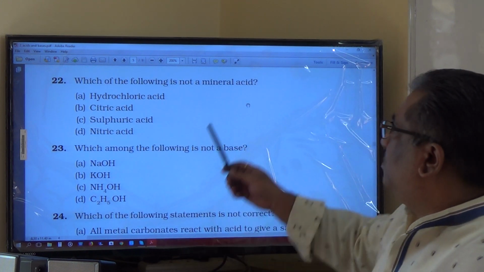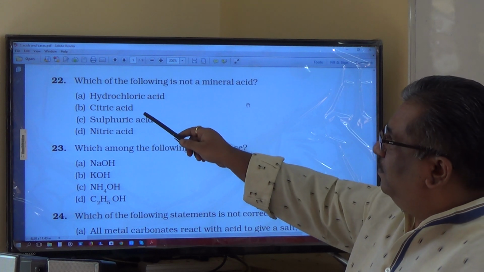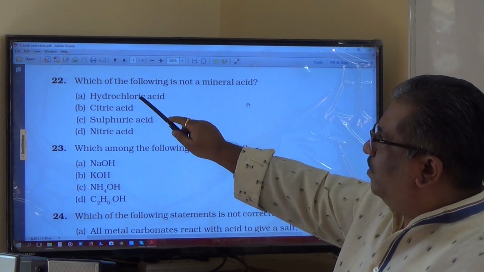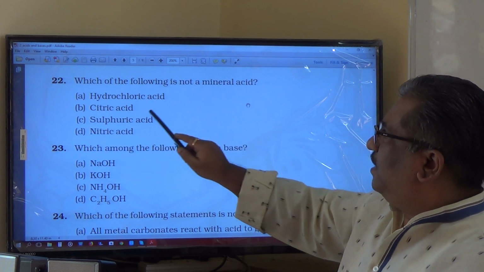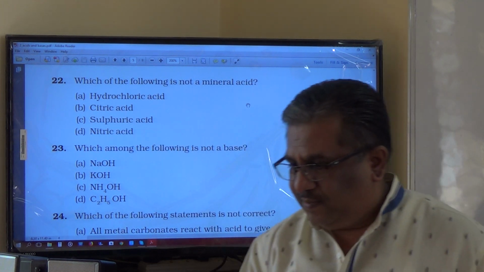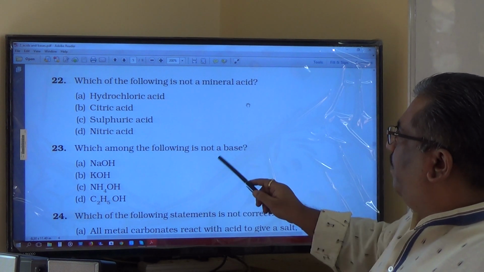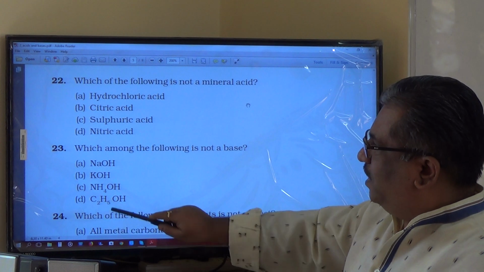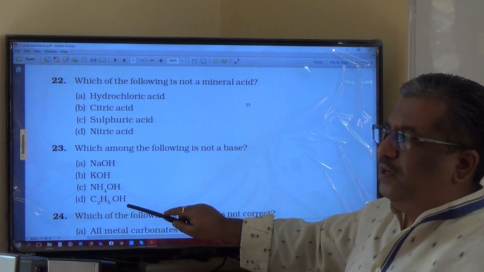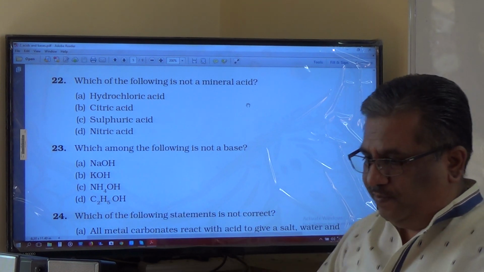Which one of the following is not a mineral acid? Hydrochloric acid, sulfuric acid, nitric acid are mineral acids. Not a mineral acid, citric acid. B is the answer. Which among the following is not a base? Sodium hydroxide is a base, KOH is a base, ammonium hydroxide is a base, C2H5OH is ethanol. Therefore, this is not a base. Answer D.